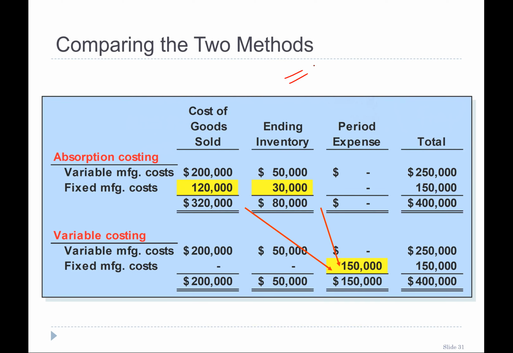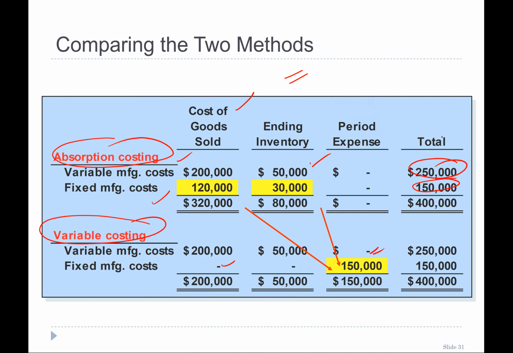If you see the comparison of the two methods here, in absorption costing, variable manufacturing overhead and fixed manufacturing overhead are included in ending inventory and cost of goods sold. So the difference is, here we go. In variable costing, we have variable manufacturing overhead, and in cost of goods sold we do not include fixed manufacturing overhead. Rather, we treat it as a period expense. So you see the difference here.